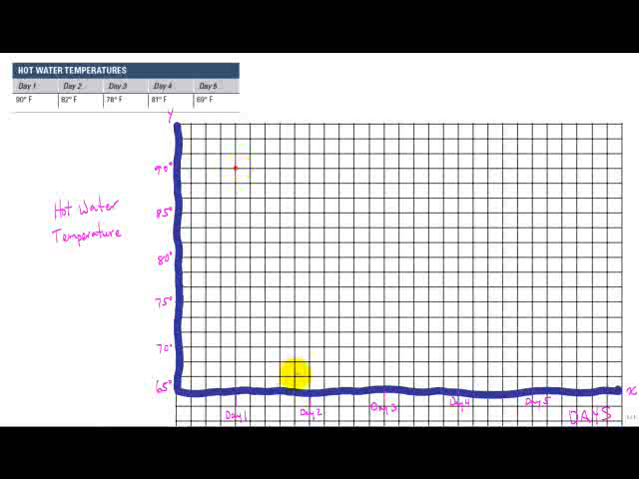And moving on to day 2, we see that our day 2 water temperature is 82 degrees. So we just follow our day 2 line and approximate 82 degrees. We'll just say it's somewhere right about in here. And once all your points are plotted, you simply connect the dots.